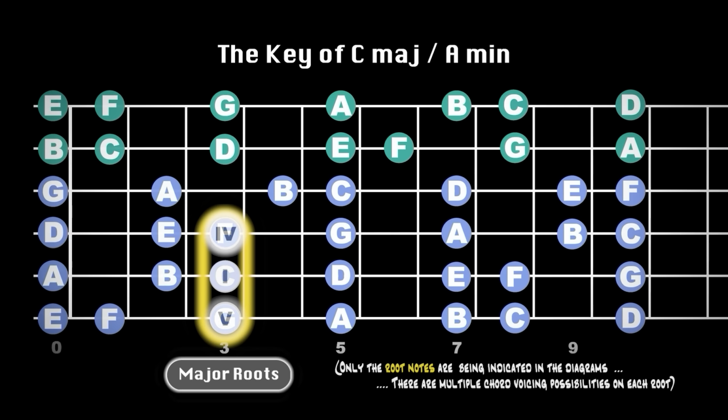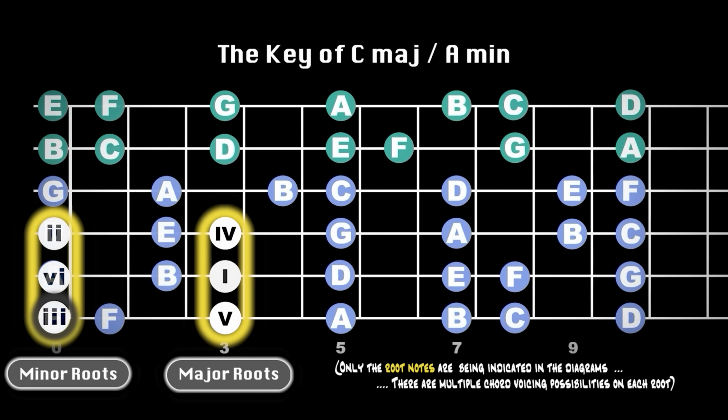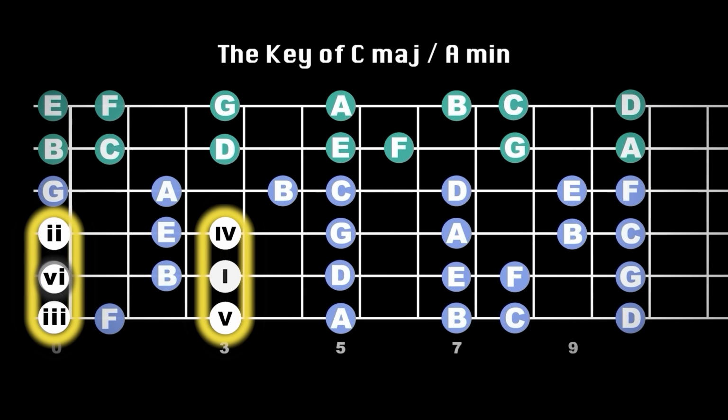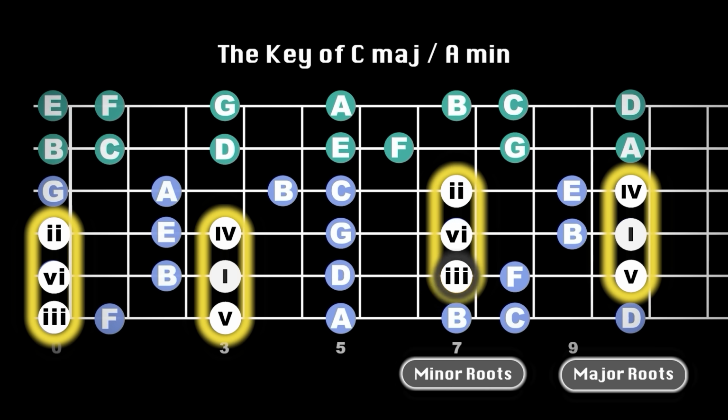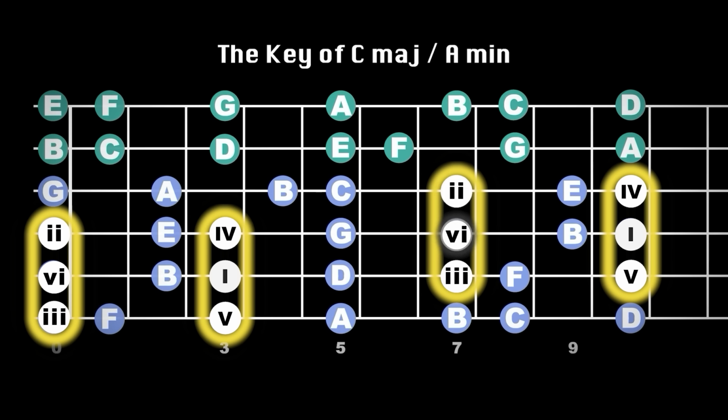Here are the three major chords in the key of C, rooted on the three lowest strings, and the three minor chords rooted on those same strings. The major chords on the 3rd, 4th, and 5th strings, and the minor chords as well.